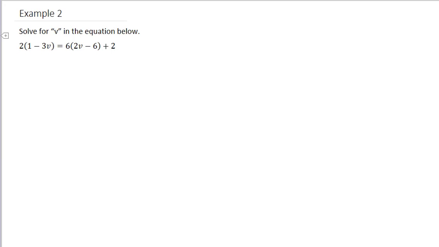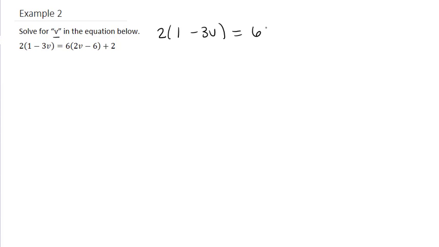Now we need to solve for v in the equation below. And you can see on the left-hand and the right-hand side, we will have to distribute and combine like terms before we go ahead and start solving. So let's first rewrite this. So we have 2 times 1 minus 3v, which is equal to 6 times 2v minus 6, plus 2.